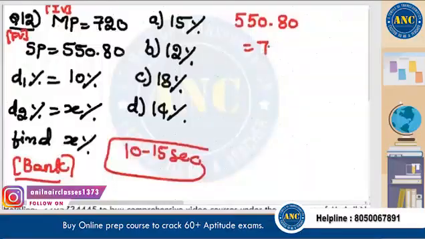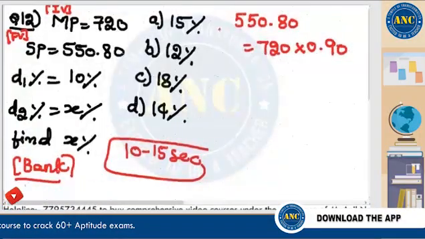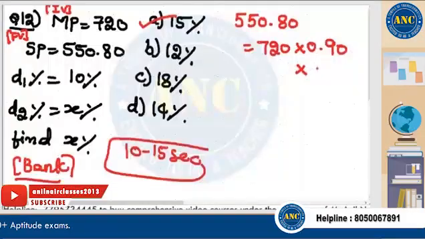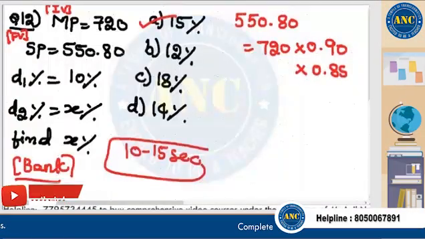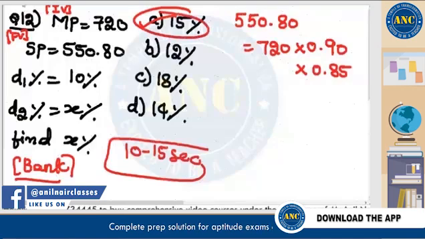It is 720. First discount is 0.9. I will go by the answer option. If it is 15% discount, it is 0.85. Over. Answer is 15%.